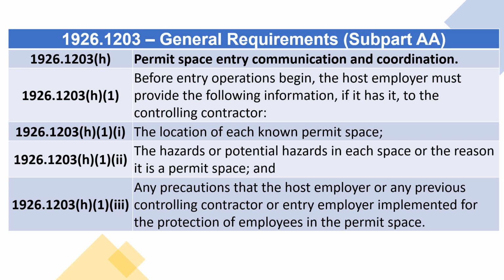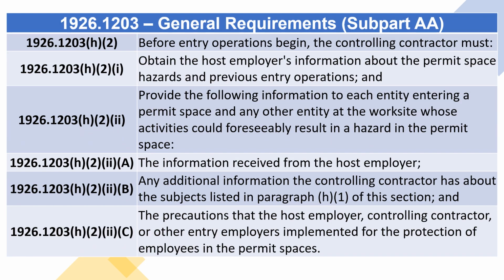1926.1203(h). Permit space entry communication and coordination. 1926.1203(h)(1). Before entry operations begin, the host employer must provide the following information, if it has it, to the controlling contractor. 1926.1203(h)(1)(i) through (h)(1)(iii). The location of each known permit space, the hazards or potential hazards in each space or the reason it is a permit space, and any precautions that the host employer or any previous controlling contractor or entry employer implemented for the protection of employees in the permit space.